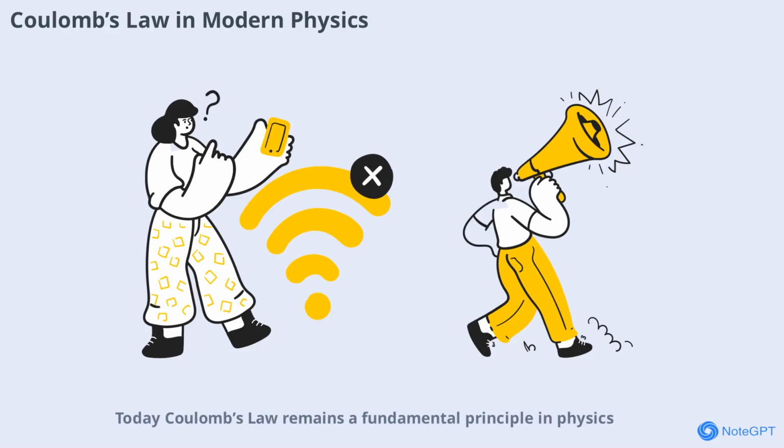Today, Coulomb's law remains a fundamental principle in physics. It's used in research ranging from particle physics to astrophysics, helping scientists understand the forces that govern the universe. Advances in technology have made it possible to test the law with incredible precision, confirming its accuracy and relevance in a wide range of contexts.